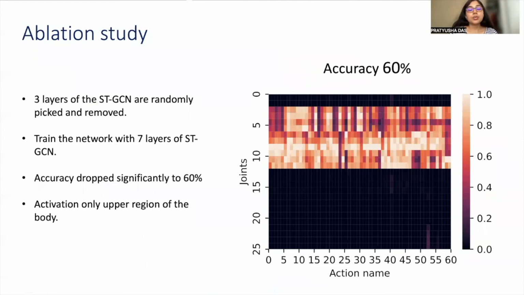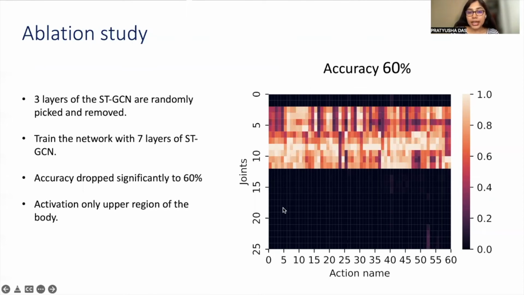Now, we were interested in how the network behaves if we reduce the number of layers. We randomly deleted 3 layers of the network and trained the network again. And we found that the accuracy dropped drastically to 60%. Now, the question is, why so?